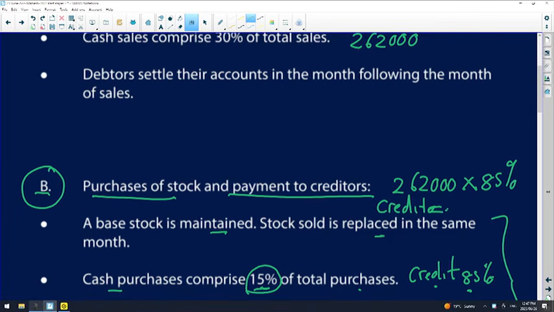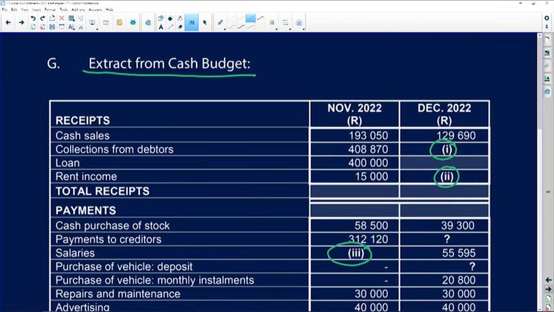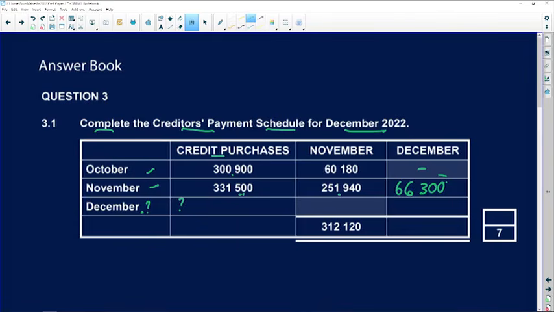Right, so on our calculator, 262,000 times 85%, and that gives me 222,700. So let's take that through in our answer booklet. Remember guys, try and show a bit of working out in the space given, but the amount is 222,700. Obviously if I bought in December, I'm not going to pay anything in November, so that would have been shaded out. But what I would pay in December would be as follows.